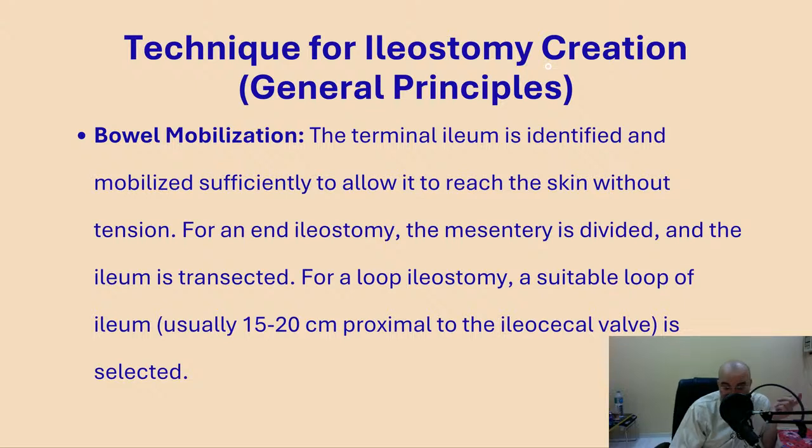Bowel mobilization. Now, in the small intestine, the frequency of movement is higher than in the large intestine. So in this case, the bowel mobilization, or the space that will be left for the patient's intestine, should also give proper allowance for this. That's why, for example, in the loop ileostomy, usually it's 15 to 20 centimeters proximal to the ileocecal valve that is replaced.